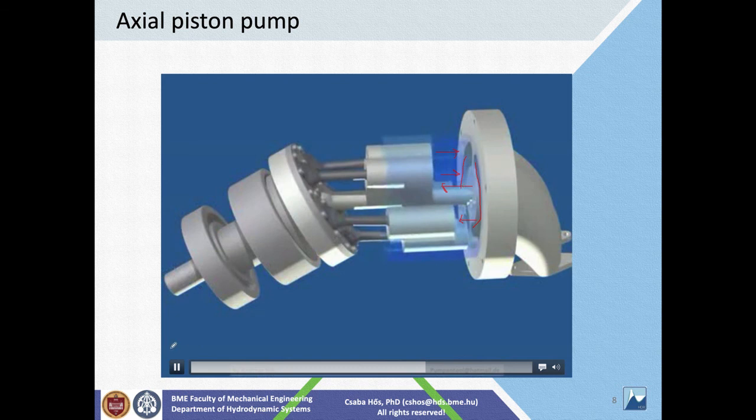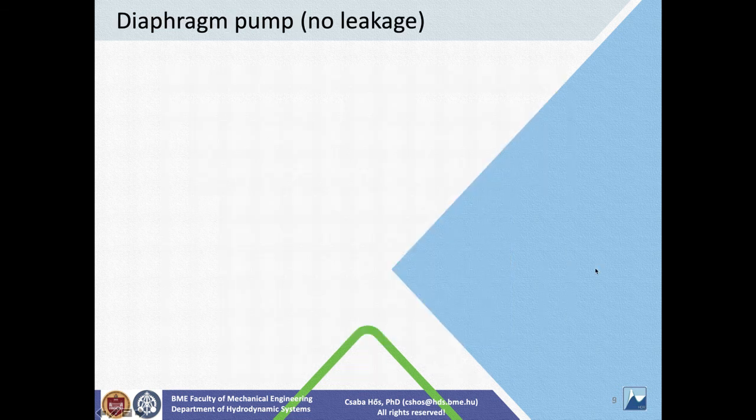So this is called an axial piston pump. It is just a standard piston pump, but instead of one big piston, you have several small pistons, which will make your flow rate diagram much smoother and even.